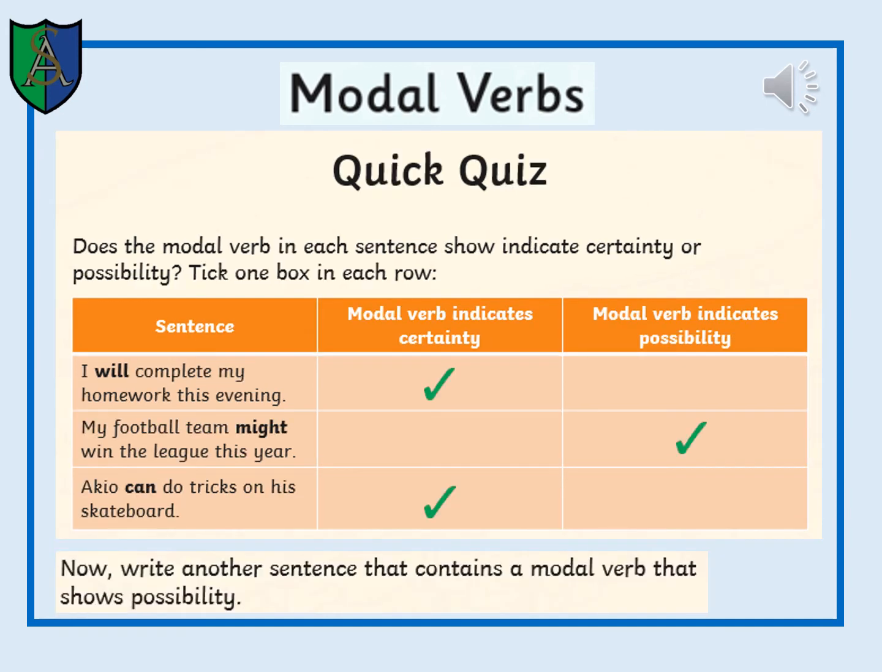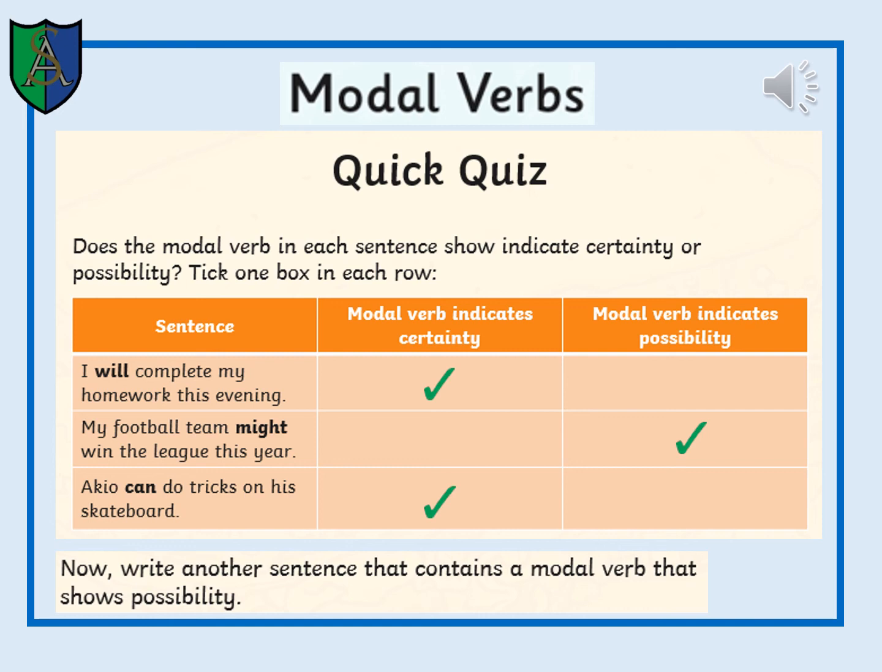Alright, so hopefully you read those through and had a little go yourselves. So as we can see from the first sentence, I will complete my homework this evening. Well, that's showing certainty, isn't it? There's no sort of wiggle room there. You are going to do it. My football team might win the league this year. Now, although you might want them to, and you might want it to be certain, actually, you can't really be certain of anything like that, especially if you're an Everton fan. So that indicates possibility. And then the final sentence, Akio can do tricks on his skateboard. Well, he can do tricks. So that's quite certain there, isn't it? So hopefully you will have got those right.